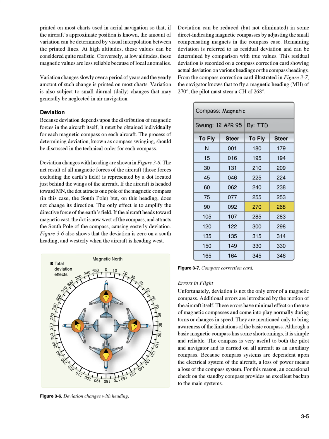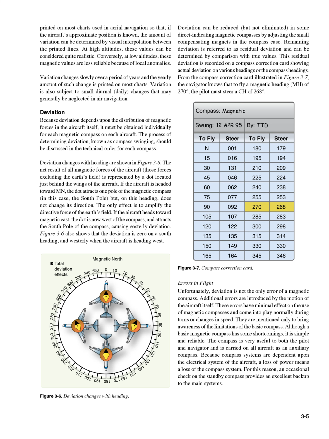Errors in flight. Unfortunately, deviation is not the only error of a magnetic compass. Additional errors are introduced by the motion of the aircraft itself. These errors have minimal effect on the use of magnetic compasses and come into play normally during turns or changes in speed. They are mentioned only to bring awareness of the limitations of the basic compass.